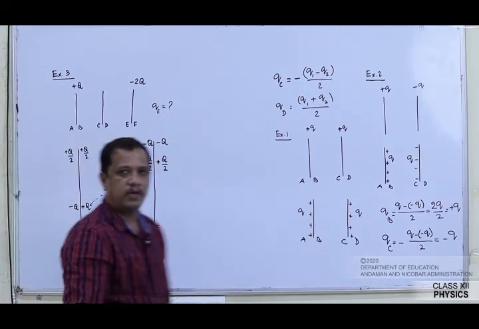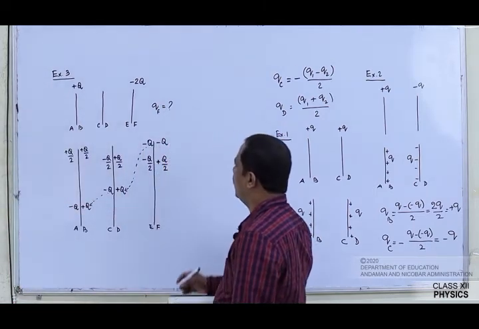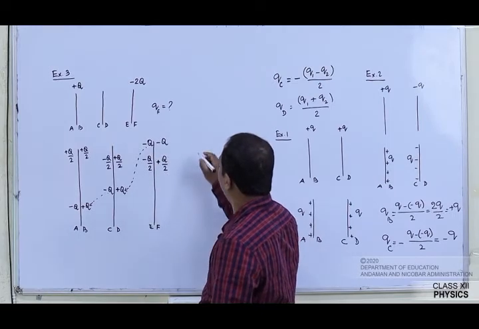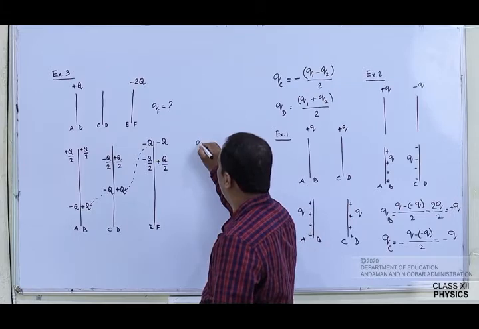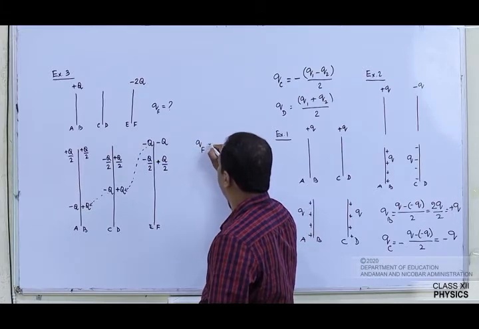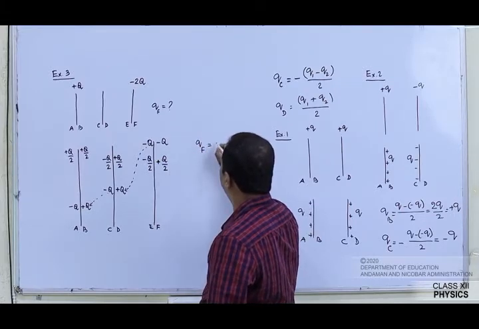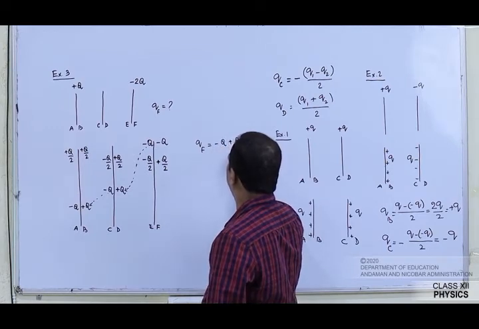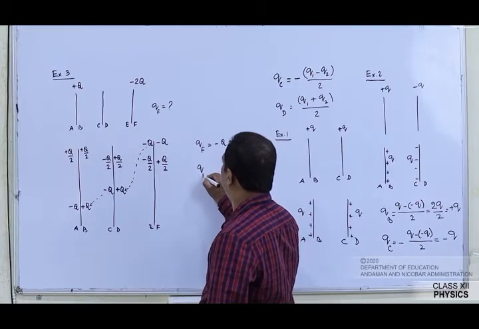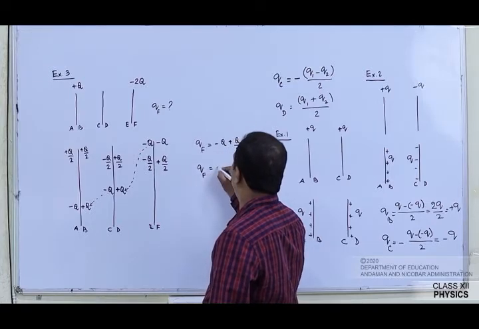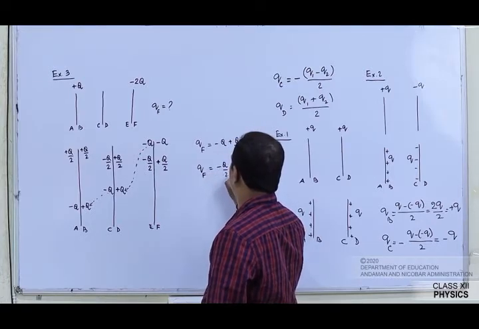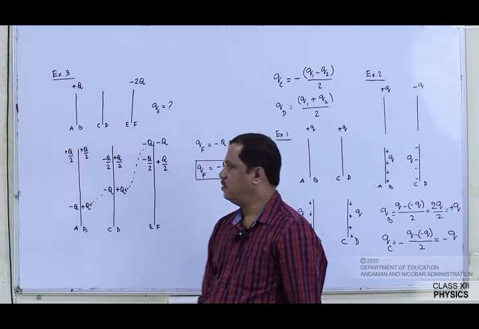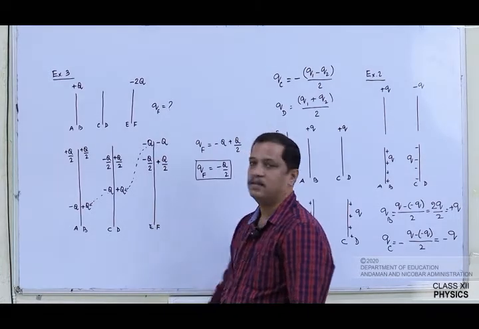Now, what was my question? My question was to calculate what is the total charge on the face F. So total charge on the face F, QF, will be equal to sum of the two charges. So this happens to be minus q plus q by 2, or QF is equal to minus Q by 2. So therefore, this is the charge that is going to appear on face F.